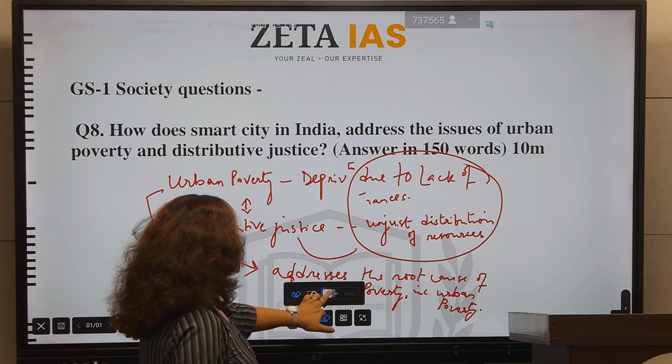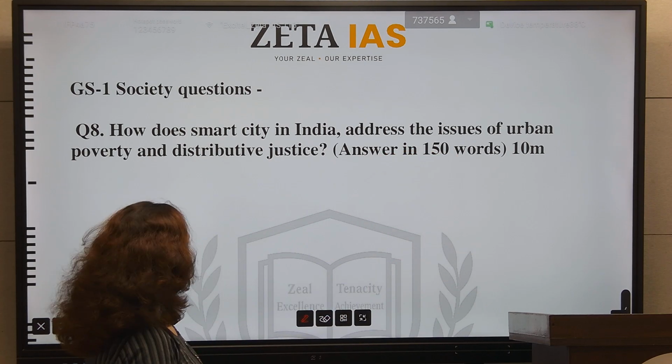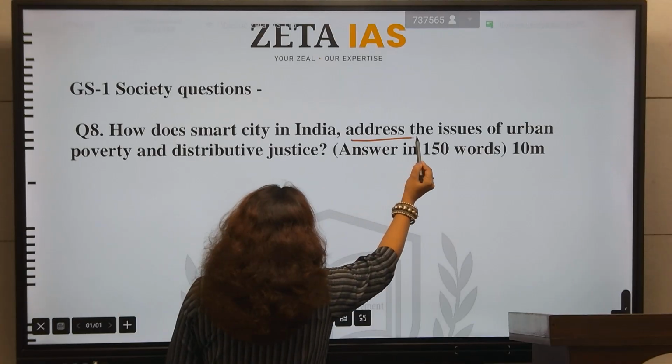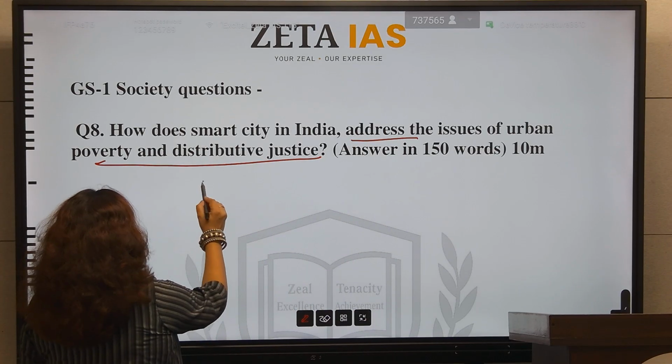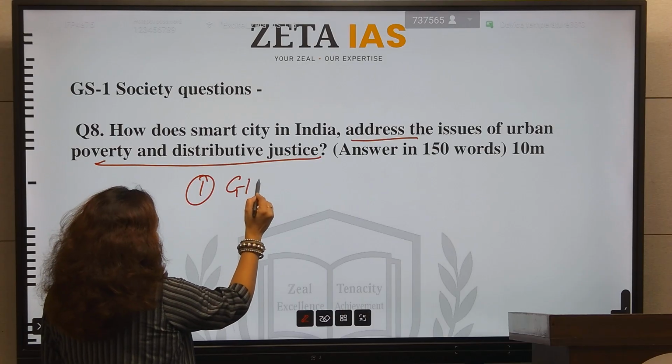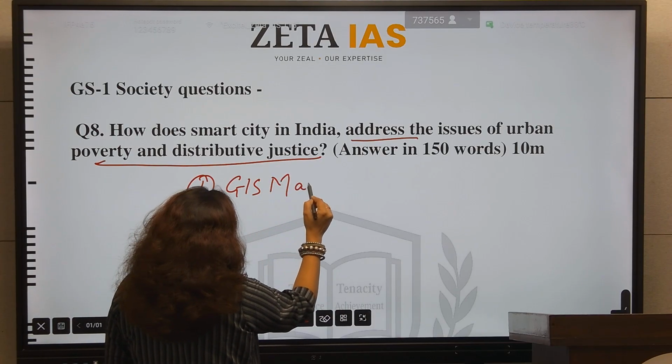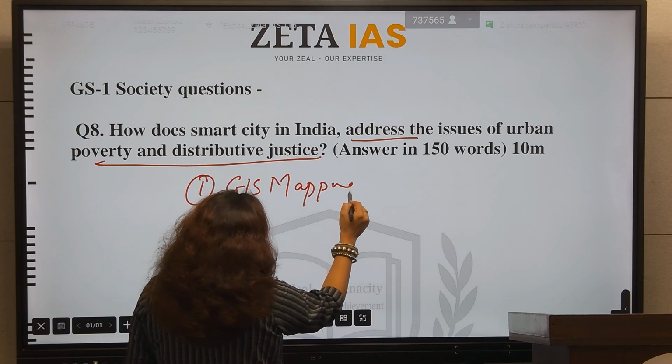Now we come back to the main part of the question, that how is it addressing the issue of urban poverty and distributive justice. The first in this is GIS mapping. Now, what is GIS mapping?